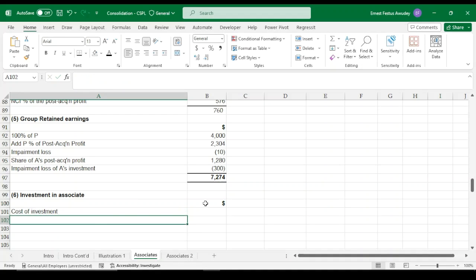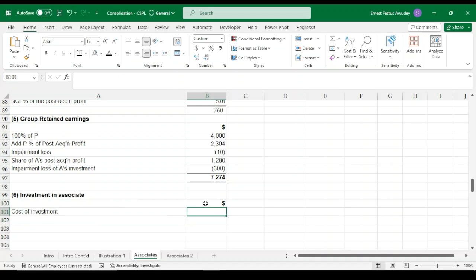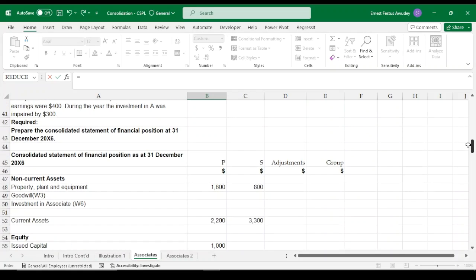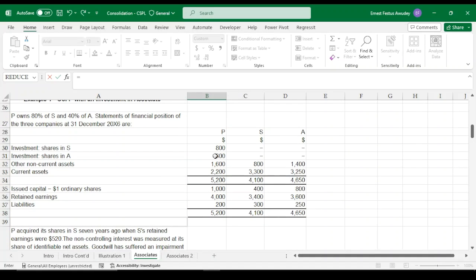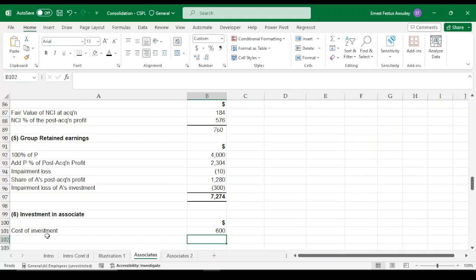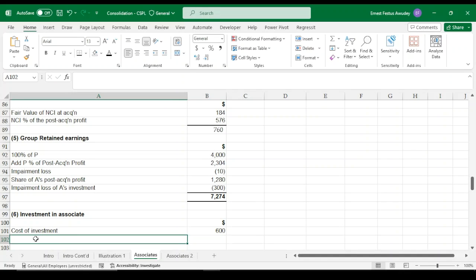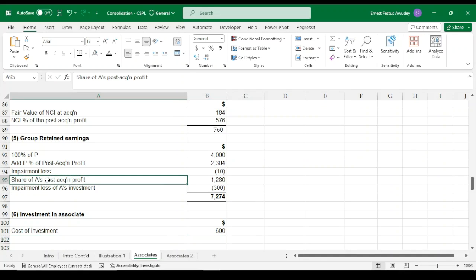So let me just say cost of investment, and that can be found within the separate financial statements in our question. So let's go to the separate financial statements right here and pick that figure, which is investment in the shares of A, which is 600. So I'm going to pick that right there. And then we are going to adjust it for what we have done here. That is what I explained earlier.